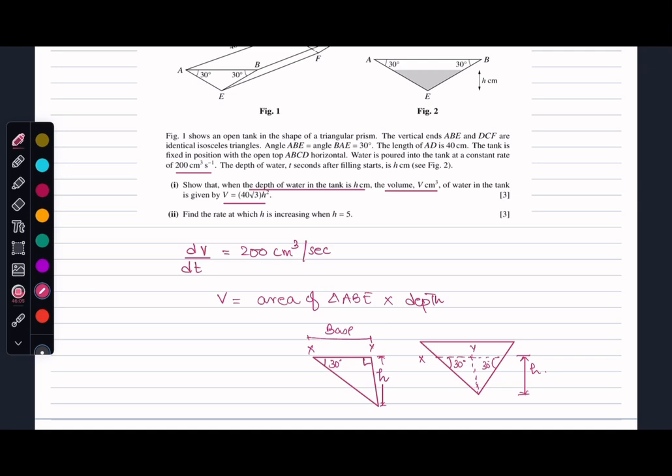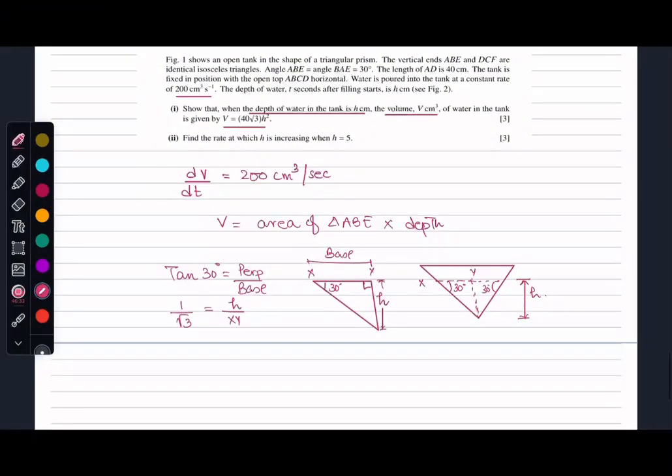So here I can say it's tan of 30 degrees, which then shall be equal to perpendicular or the opposite over base. So tan of 30 degrees here is going to be 1 over square root of 3, which shall be equal to h over the base, which is xy, or further I can say that my xy is equal to square root of 3 times h.